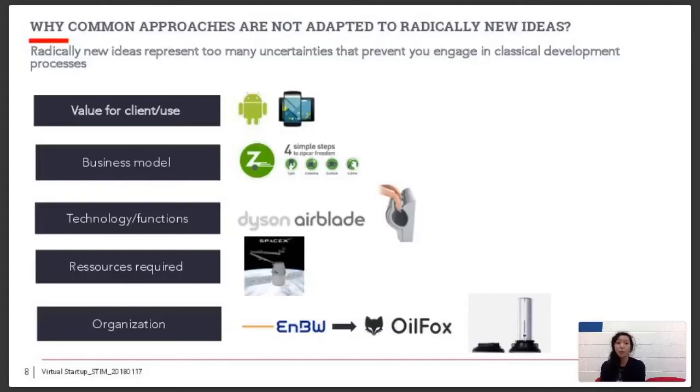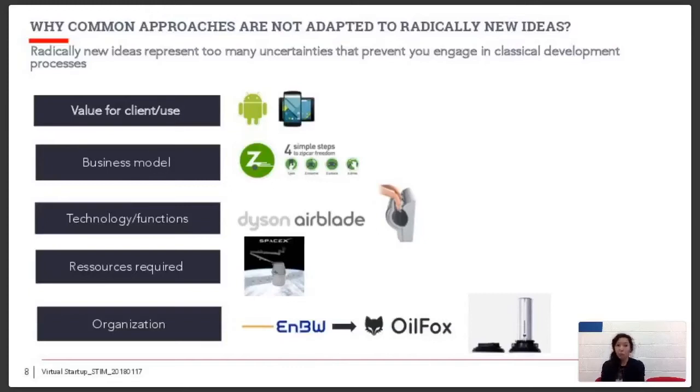At the same time, when we look at the technology, we know how much time it took Dyson to develop the new Airblade hand dryer. But do you think they were able to anticipate the functions of actually battery control right from the start?